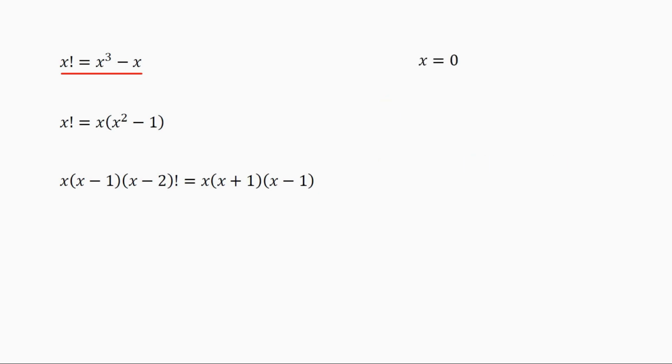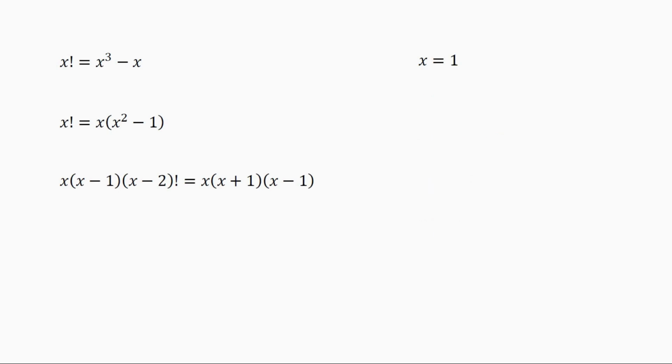We plug in x equals 0 in the question. Then we get x factorial equals 0 factorial equals 1. Also the right hand side, x cube minus x equals 0 cube minus 0, which is equal to 0. So x factorial is not equal to x cube minus x when x equals 0, which means x is not equal to 0.